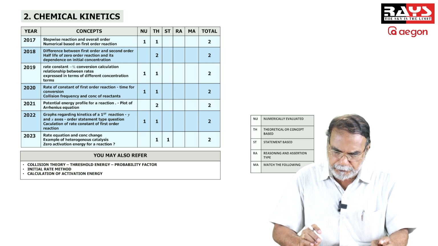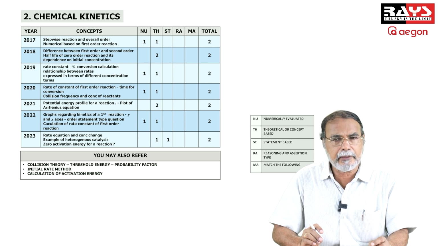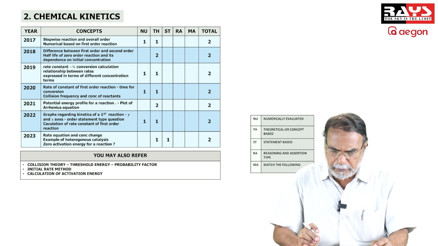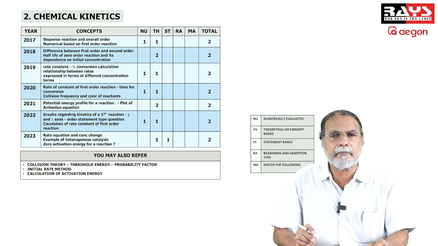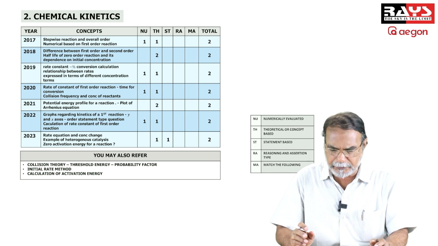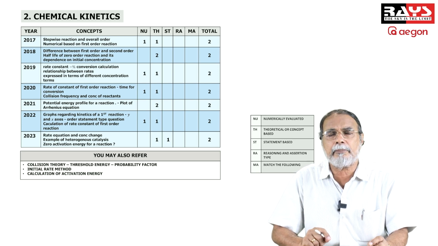And in this chapter, you may also refer to collision theory in a bit more detail, understand the concept of the threshold energy, activation energy, the relationship between these two, and also study about the probability factor in the collision theory equation. What is the significance of that? The correct orientation of molecules as given by the probability factor. And then regarding the methods to determine the order of reactions, one is the integration method, second is the graphical method, and the third is the half-life method, and the fourth is the initial rate method.